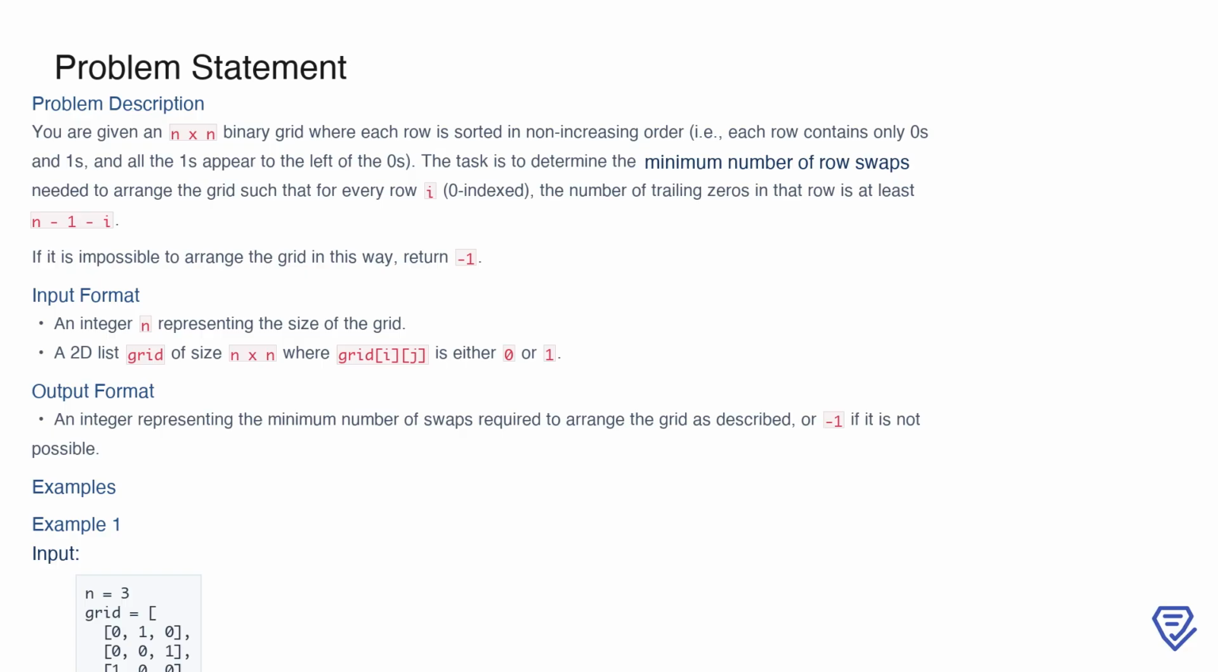For each row i, the number of trailing zeros in that row must be at least n-1-i. If it's not possible to meet this condition, you'll return -1. The input consists of the grid size n and the binary grid itself, and the output is the minimum number of swaps required or -1 if it's impossible.